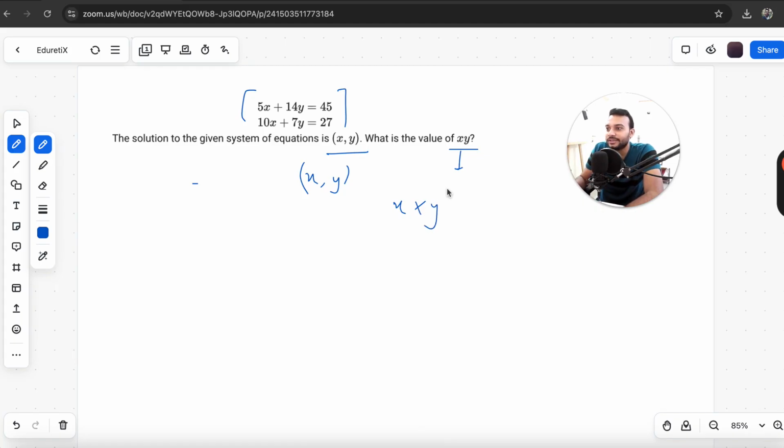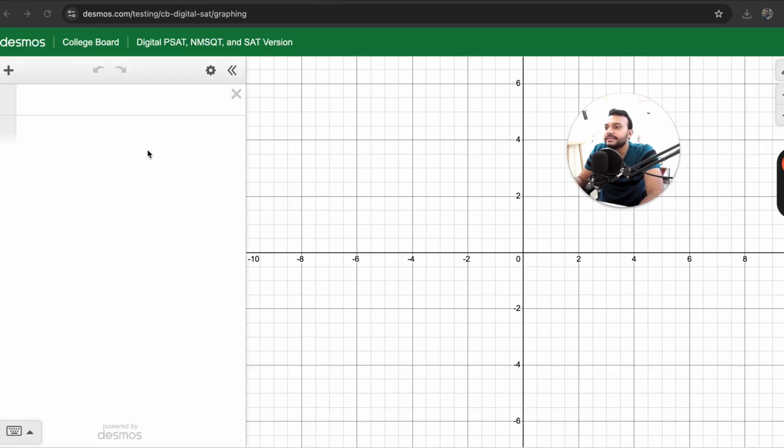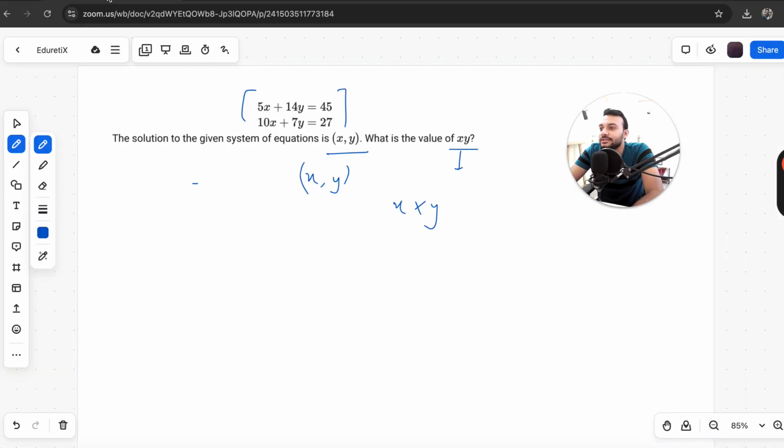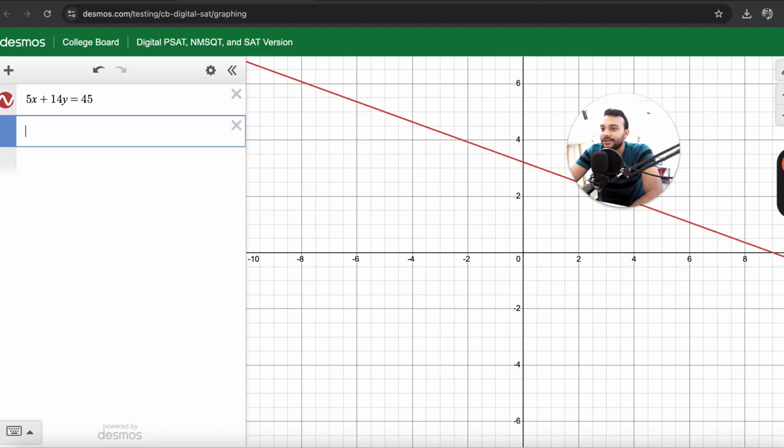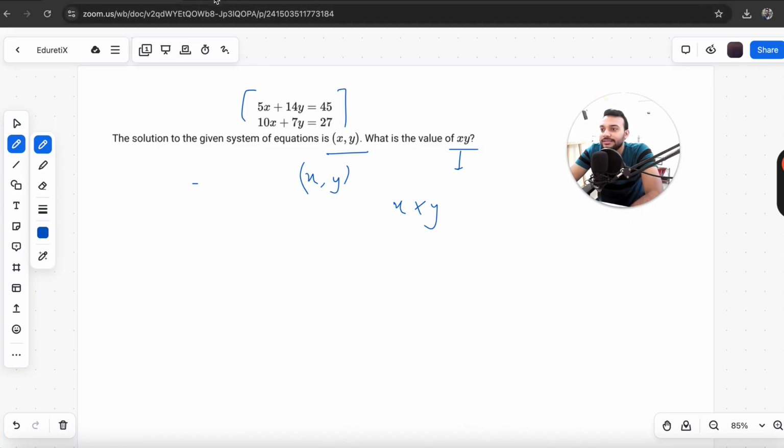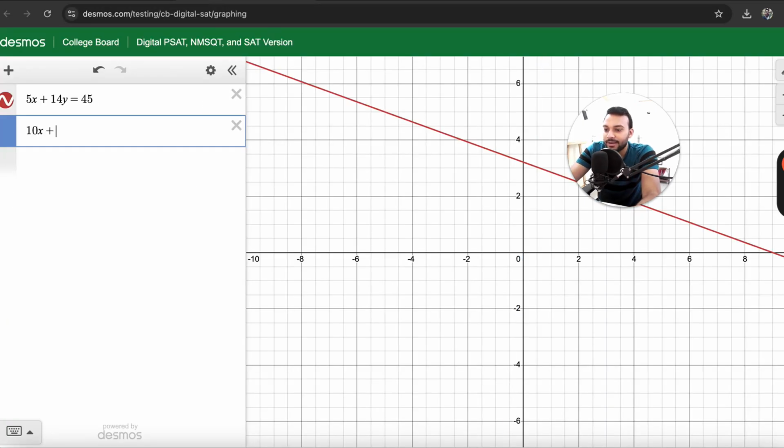So let's check using DESMOS. This is the DESMOS interface that you're going to see on your digital SAT test. I'm using the same one to make sure that there's no difference between what we're doing here and what you would be doing on your paper. So the equations are 5x plus 14y is equal to 45. Let's put the first equation here. 5x plus 14y is equal to 45. That is graphed in red. Second equation, 10x plus 7y is equal to 27.